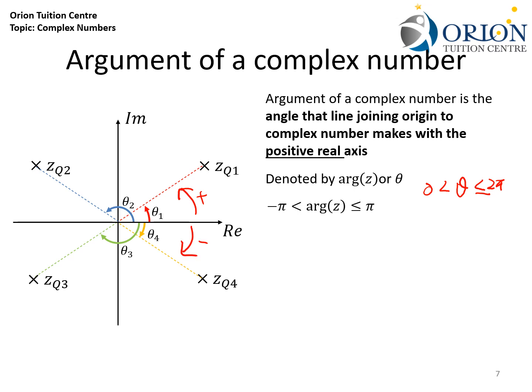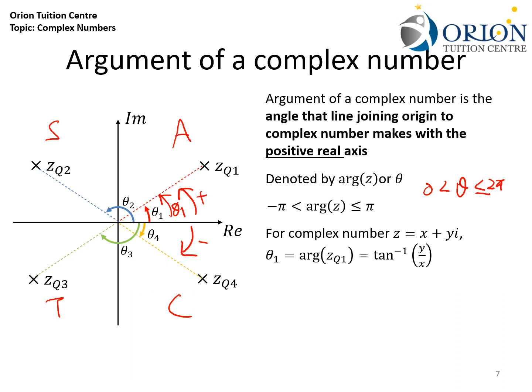Instead, we can make use of the ASTC concept that we have learned in trigonometry to help us determine the correct formula. For example, for a complex number in the first quadrant, we are looking at this angle θ1 over here. And since both x and y are positive, we can calculate it simply by using tangent inverse of y over x. For a complex number in the second quadrant, x is going to be negative and y is positive. Thus, y over x will be negative.